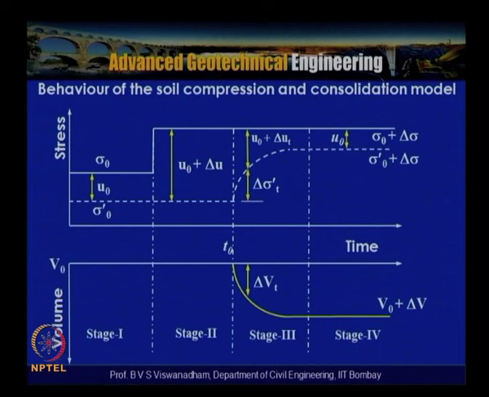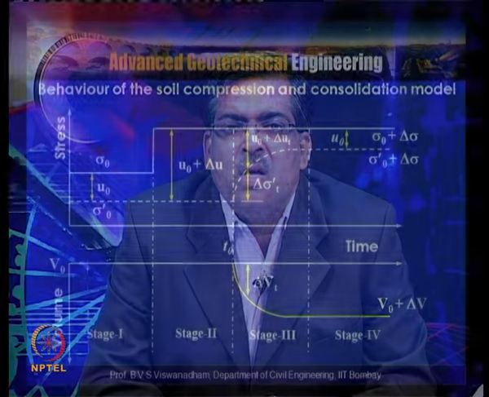Initially, assume that we have the piston and the spring, and the portion of the container below the piston is filled with water, and no stress is applied, no delta sigma is applied. In that case the total stress is equal to sigma naught dash plus u naught.